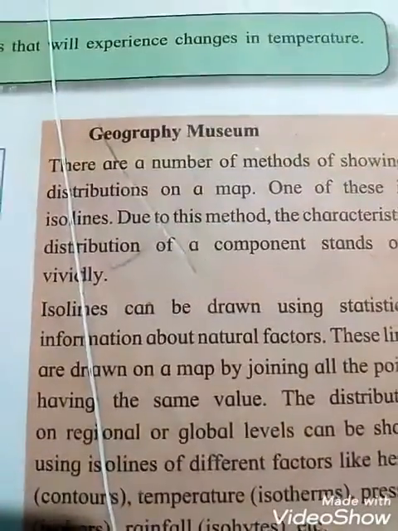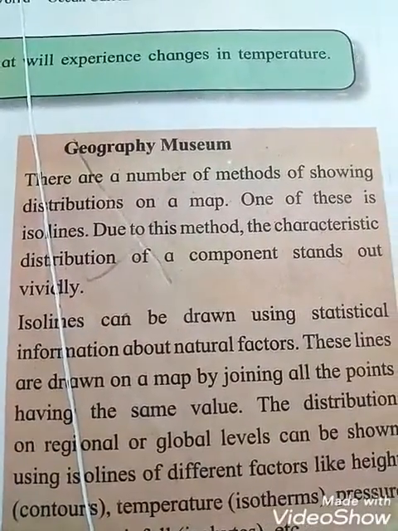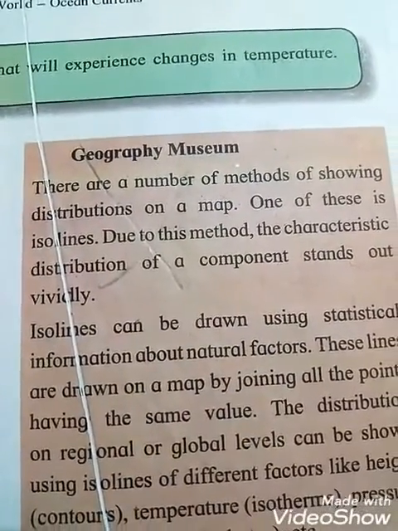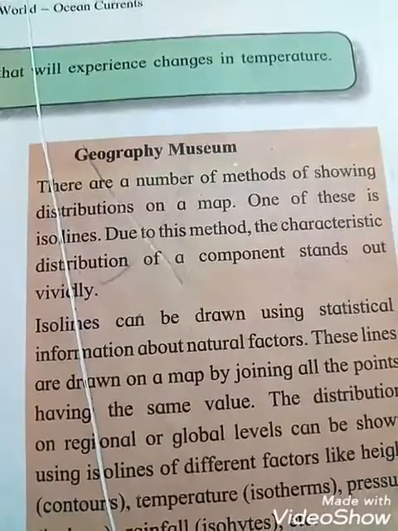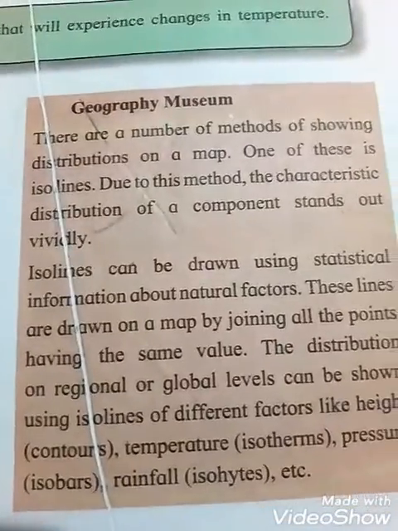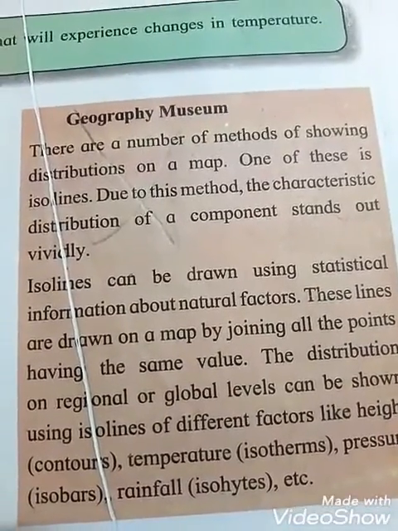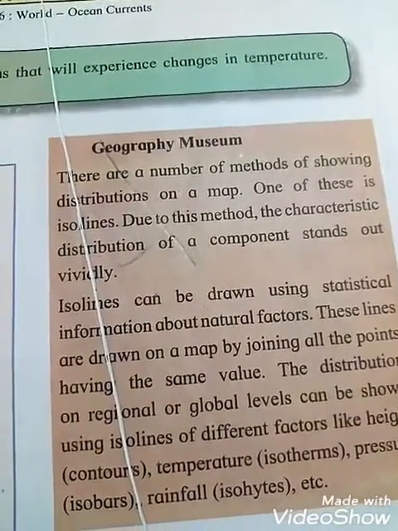Okay students, now see the geography museum. There are a number of methods of showing distributions on a map. One of these is the isoline. Due to this method, the characteristic distributions of the component stand out vividly. Isolines can be drawn using statistical information about natural factors. These lines are drawn on a map by joining all the points having the same value. Why are isolines used, students? Because isolines are drawn by joining all the points having equal values.